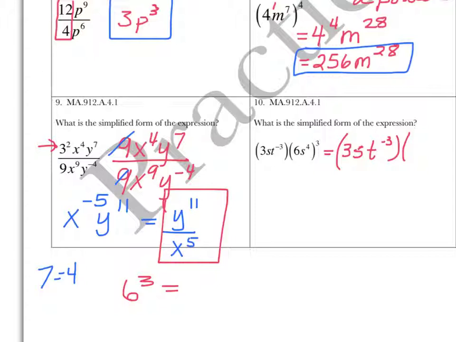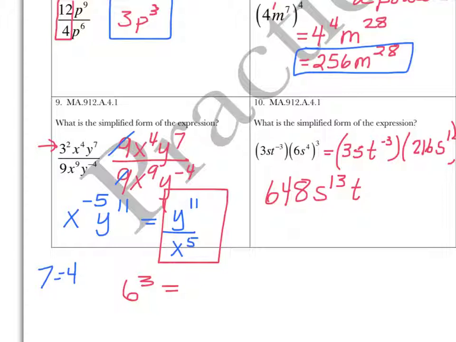So 6 times, let me clear my calculator, 6 times 6 times 6, okay, so that's 216, and then s to the 12th power. I hope you can see that. All right, so now I'm going to get down to regular old multiplication. So 3 times 216, because those are my coefficients, is 648. s to the 1st power times s to the 12th power is s to the 13th power.